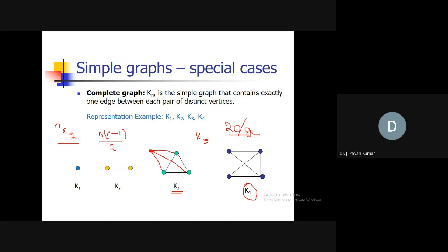Next, how many edges will we have for K6? 15. How many vertices will we have in K6?